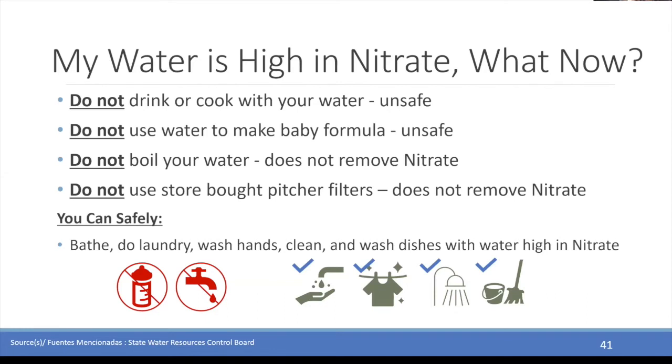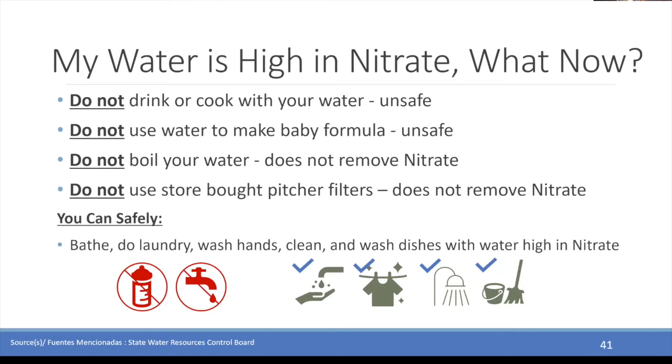So again, if you see in your consumer confidence report that your water system has high nitrates, or if you have results from the laboratory that your domestic well is high in nitrates, do not drink or cook with your water. That is not safe. And do not use your water to make baby formula, also unsafe. Do not boil your water. It does not remove nitrates. And do not use a store-bought counter pitcher. It does not remove nitrates.